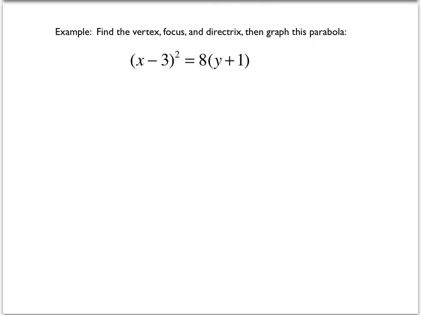Alright, we're just going to go right to an example here, and we would like to try to find the vertex, the focus, the directrix, then we're going to try to graph this particular parabola. Now, as you can see, just judging by what this looks like, this is going to have a vertical orientation. Anytime you have an x squared, it's going to be the vertical orientation, and the y squared will be horizontal, as you might guess.